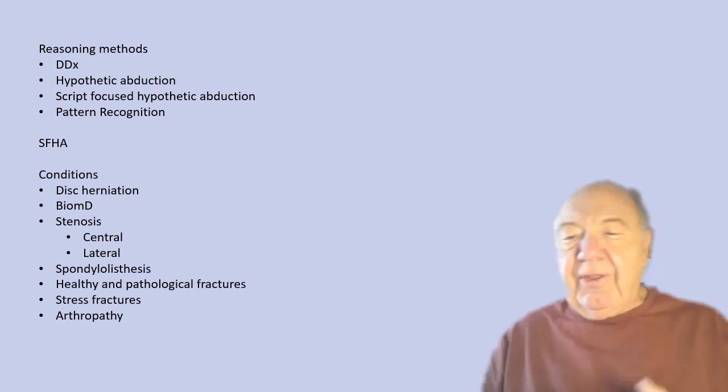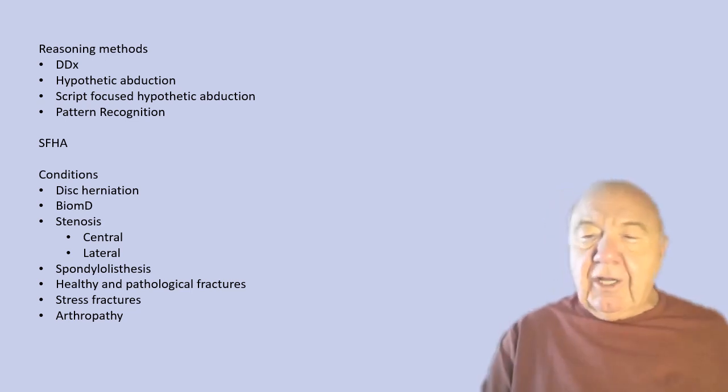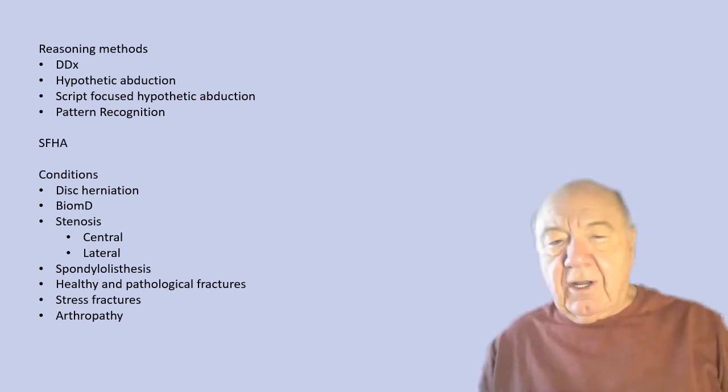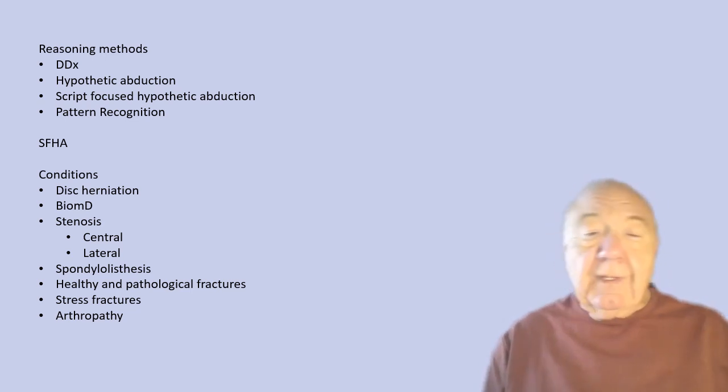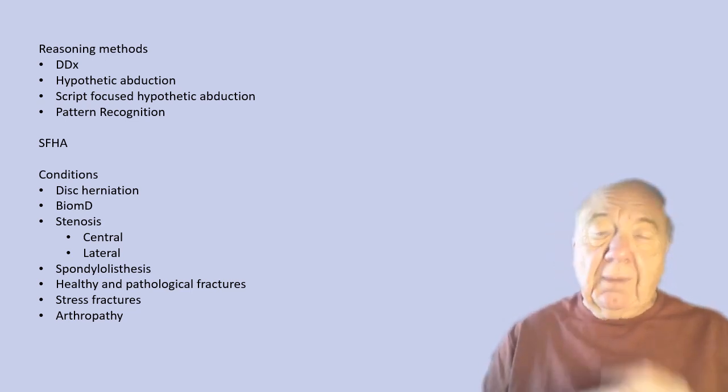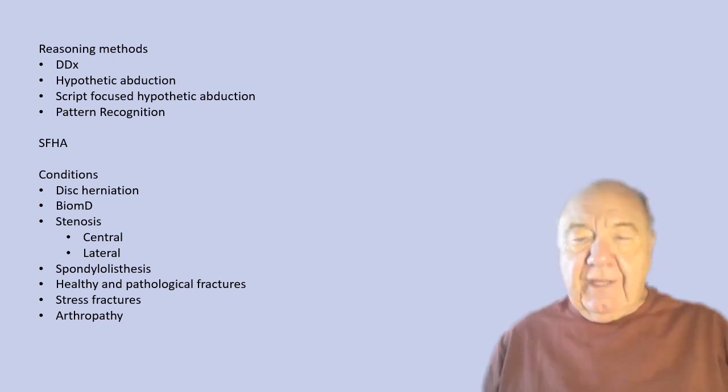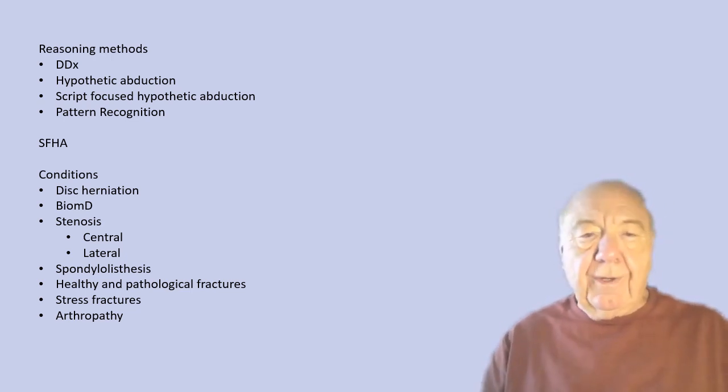And then arthropathies, traumatic arthropathies, microtraumatic arthropathies, systemic. These can be a single segment, but more likely they're going to be systematic. The SI joints, lumbar spine, and so on.